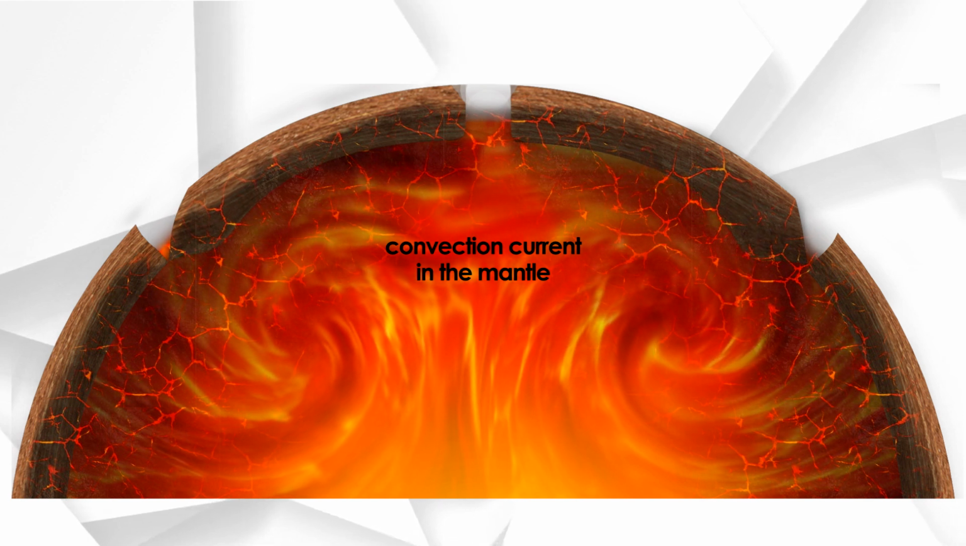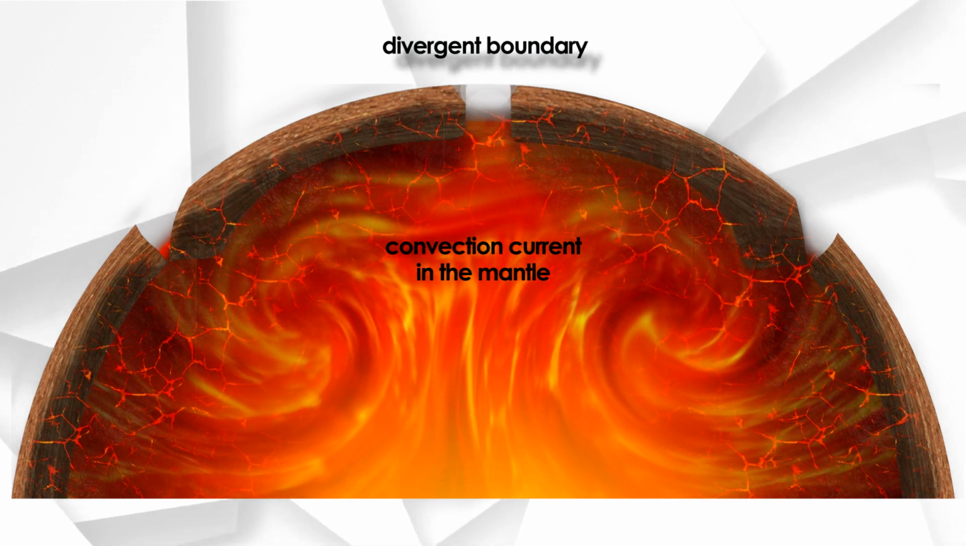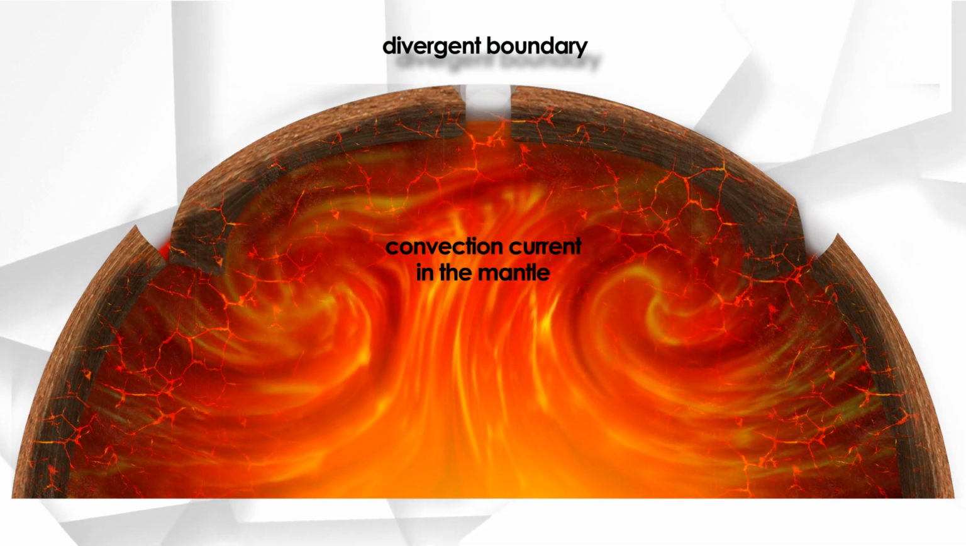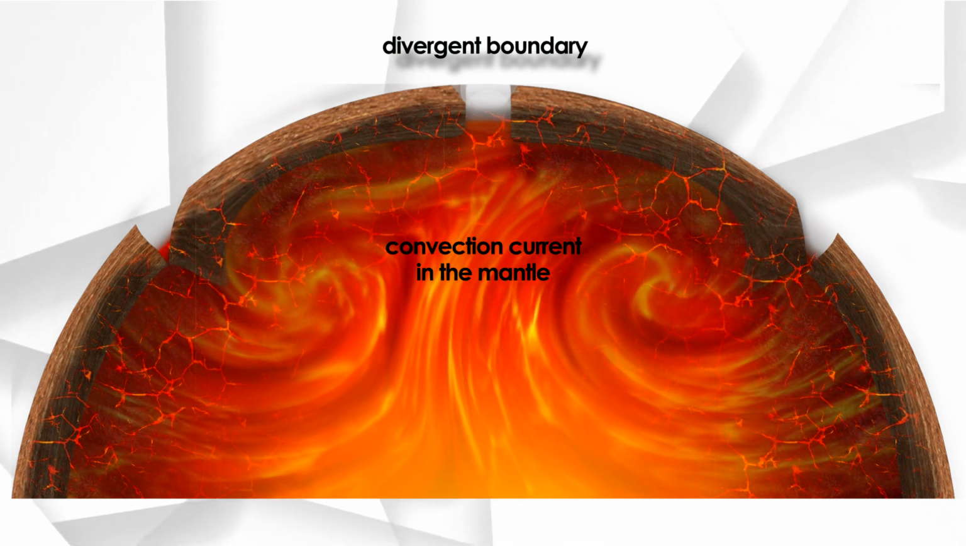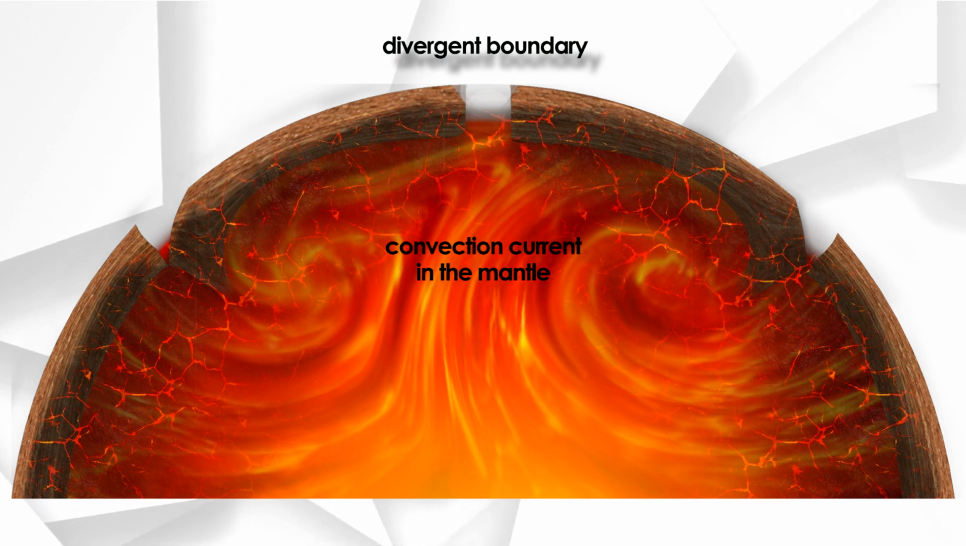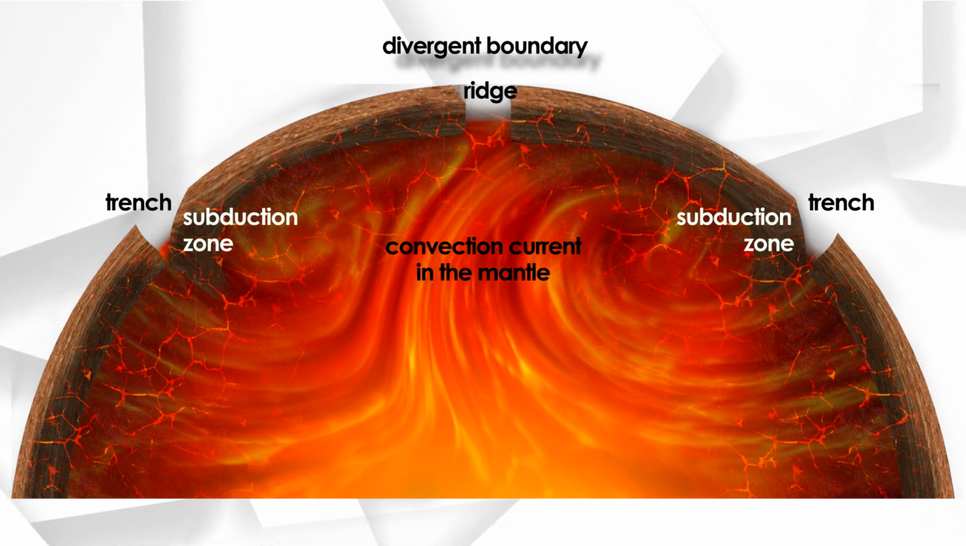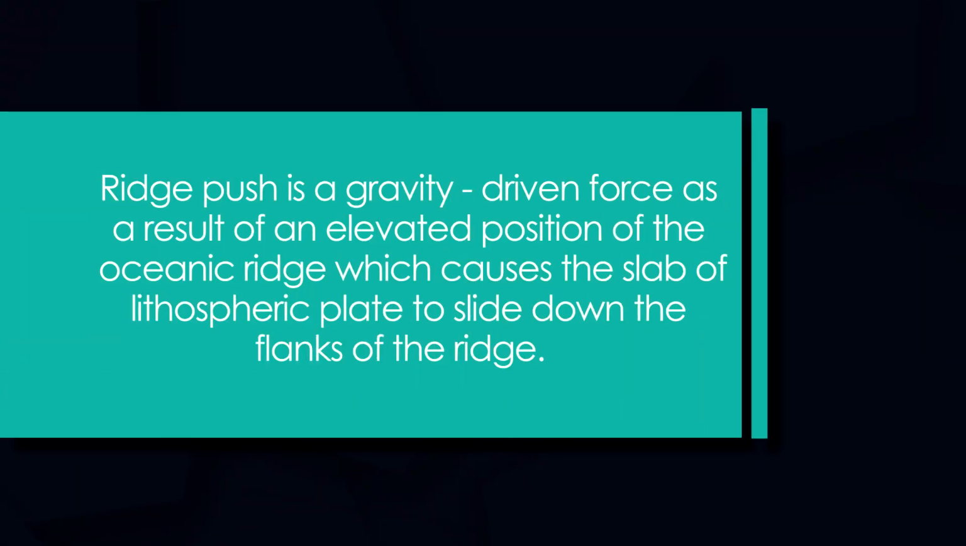As the plates move away from a divergent boundary, the older crust becomes denser than the newer oceanic crust. As the older seafloor sinks, the weight of the uplifted ridge pushes the oceanic crust toward the trench at the subduction zone. This process is called ridge push. Ridge push is another important driving force that moves the lithospheric plates.